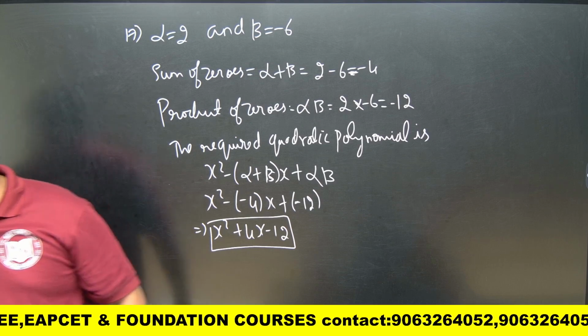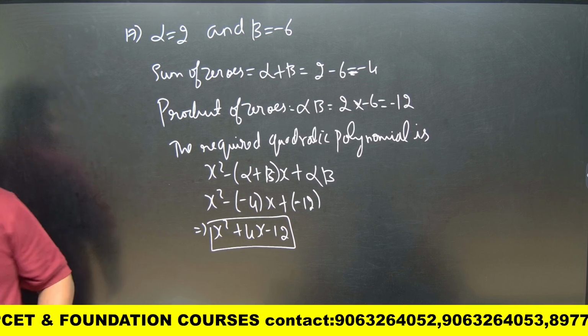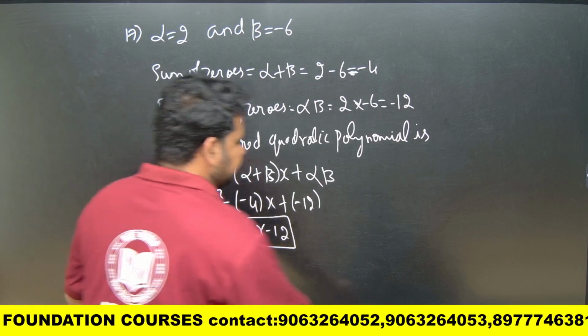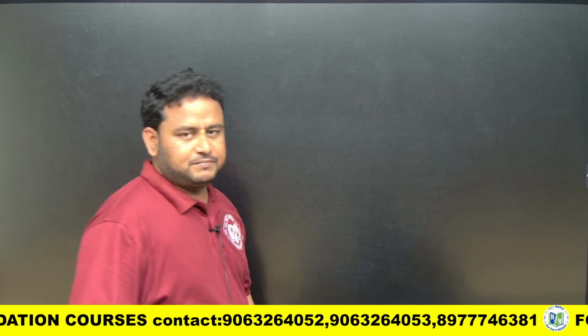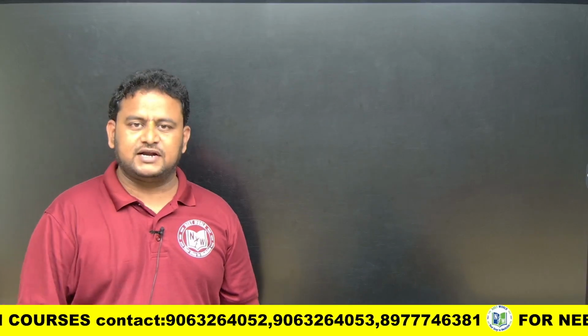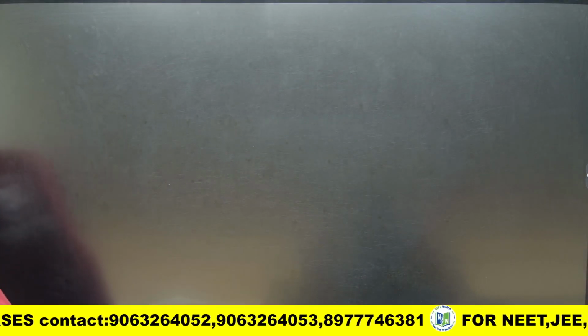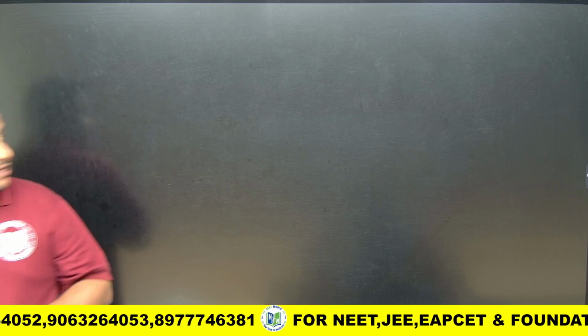Okay, next is a similar question. 18th question, same question. They have given the zeros of the polynomial. We have to find the quadratic polynomial. Clear? They have given the zeros of the polynomial. We have to find the quadratic polynomial. What are the zeros that they have given?